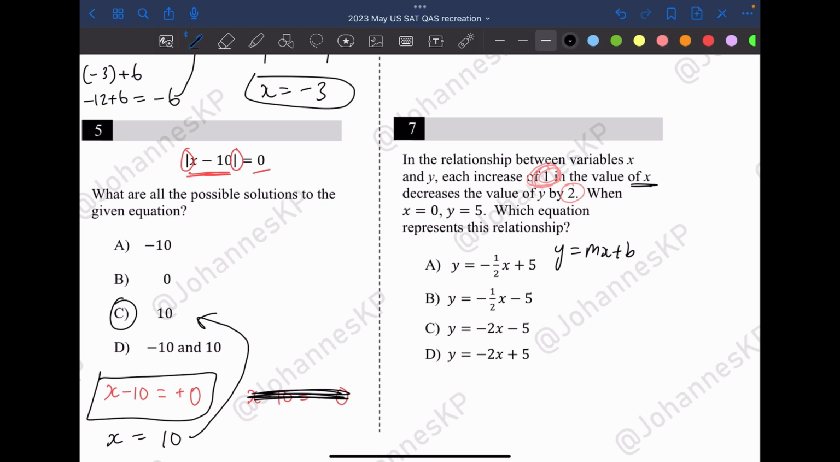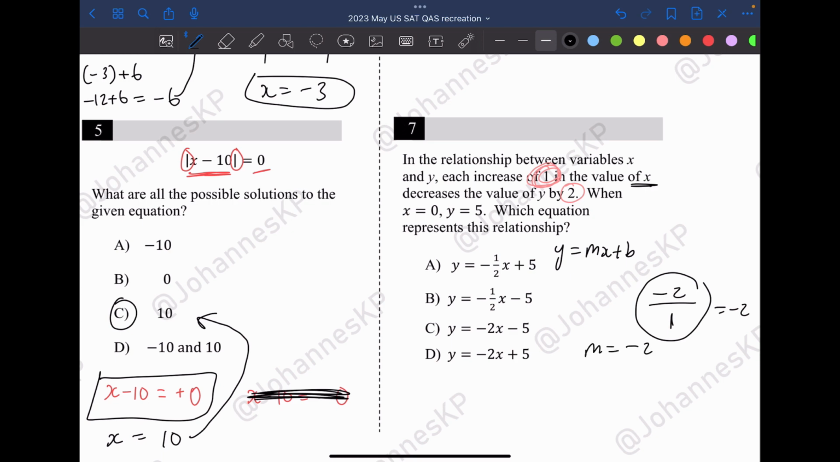So we have rise over 1. In this case, the rise is negative 2 because we go down in the value of y by 2. And then the run is 1 because x is 1. For every change in y by 2, we get a change in x of 1. So this is our slope, which is equal to negative 2. So m is equal to negative 2.